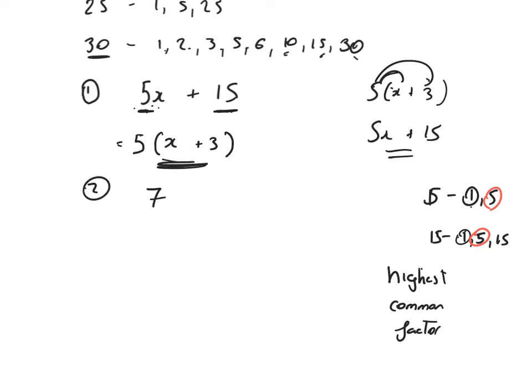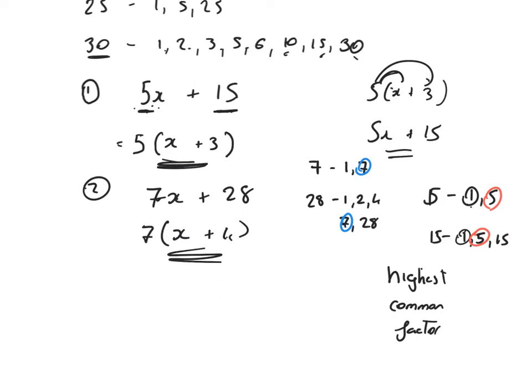Okay. Example 2, 7x plus 28. Okay, so let's think about the factors of 7. 1 and 7. Let's think about the factors of 28. That'll be 1, 2, 4, 7, 28. Okay, what's the highest common factor? The highest common factor is 7. 7 times what gives me 7x, that's x. 7 times what gives me 28, that's 4. 7 bracket x plus 4.